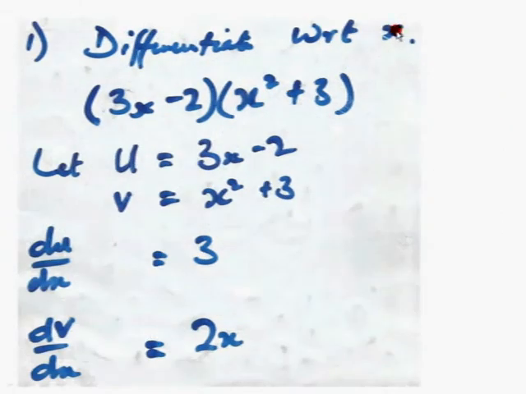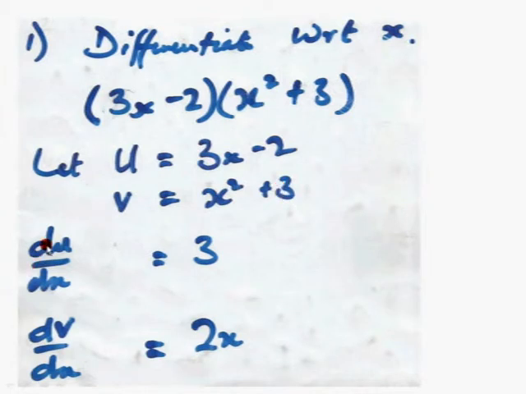Differentiate with respect to x. Okay, what is in the bracket? That is (3x - 2) into bracket open again, (x² + 3). Now we take u to become the first bracket, and then v becomes what is in the second bracket. Okay, u is 3x - 2, then v is x² + 3.